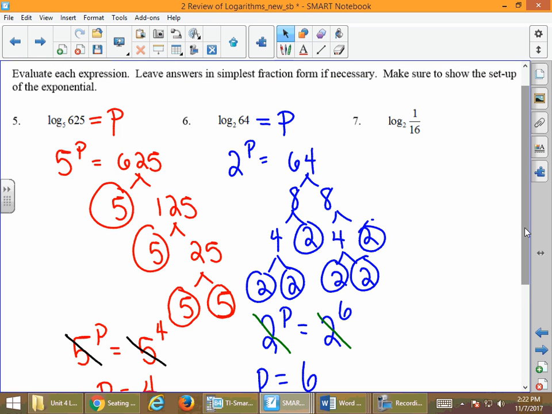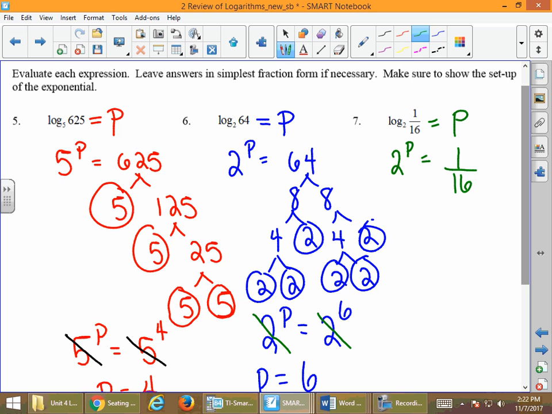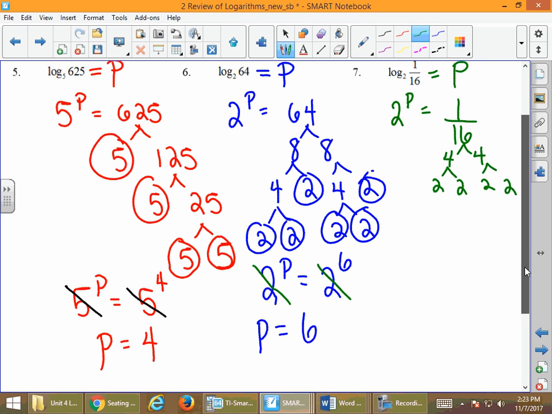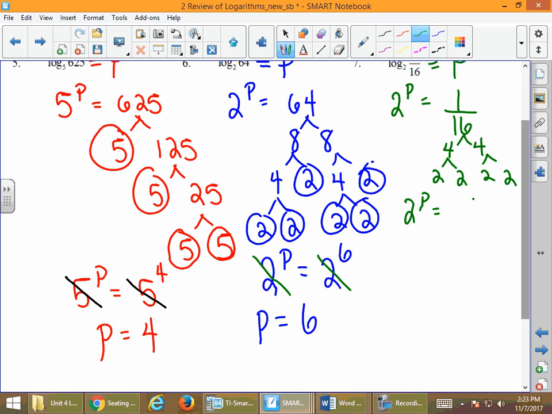Finally, with log base 2 of 1/16. A little bit tougher because we have a fraction here, but hopefully not too tough because we know our values of 2 for the most part. We can rewrite this as an exponential. 2 to the p equals 1/16. Let's rewrite 16 in terms of 2. It's 4 times 4, and 2 and 2, and 2 and 2. So this becomes 2 to the p equals 1 over 2 to the 4th.